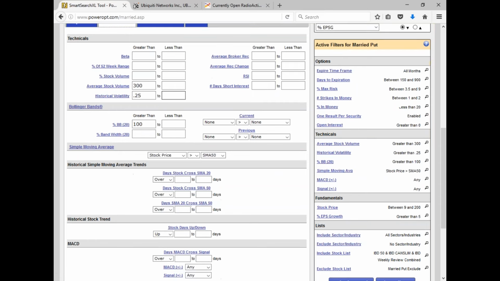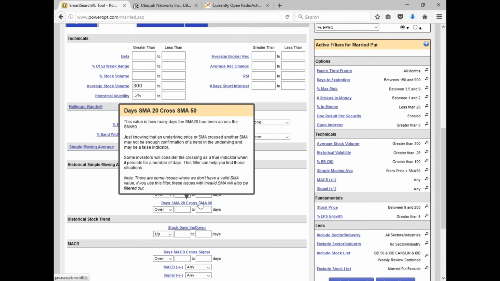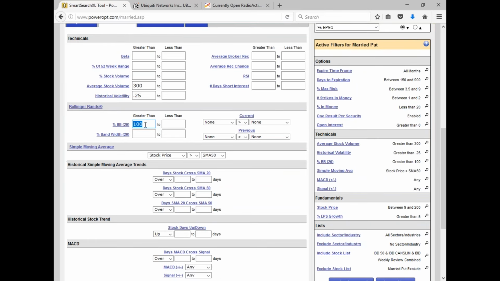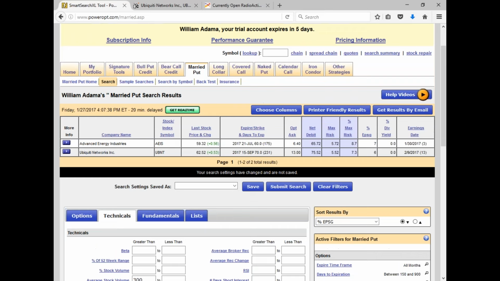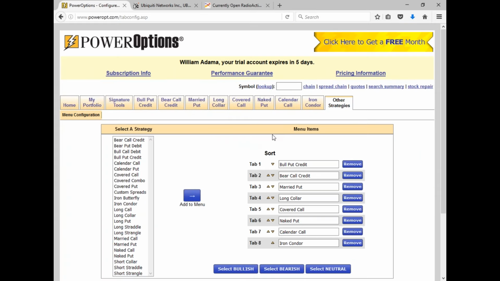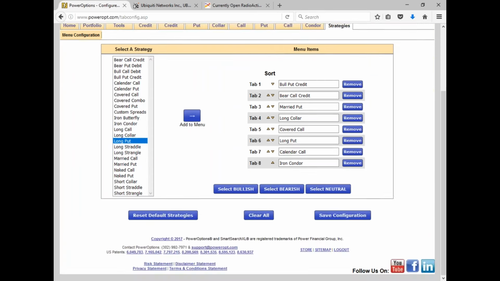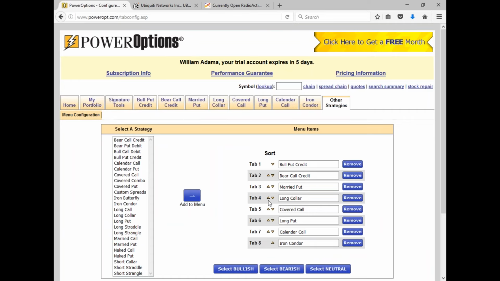You just go into technicals. You want the percent BB20 to be greater than 100, and that'll show you positions that have broken above the upper band. Now I'm going to go into long puts. So I don't see long puts available on my account here, so let's go into other strategies. I'm going to go ahead and take out naked put for the time being, cash secured naked puts, and I'm just going to add in long put. Now let me go ahead and save that configuration.